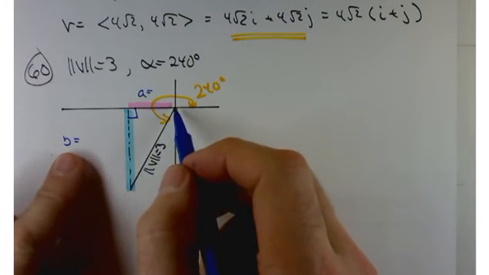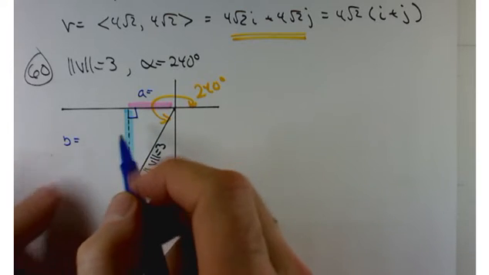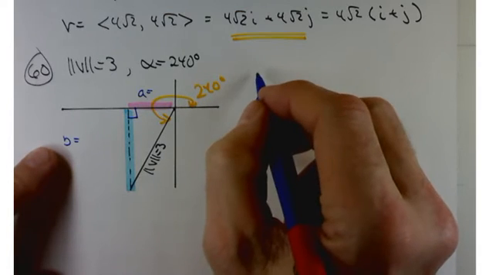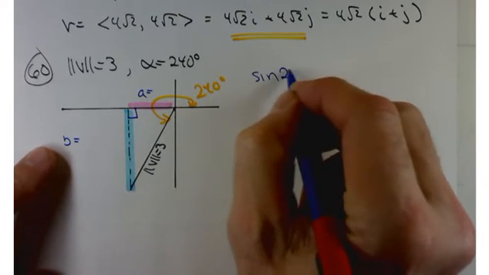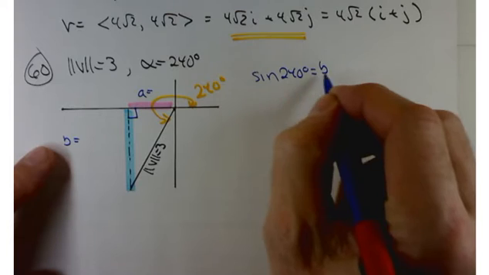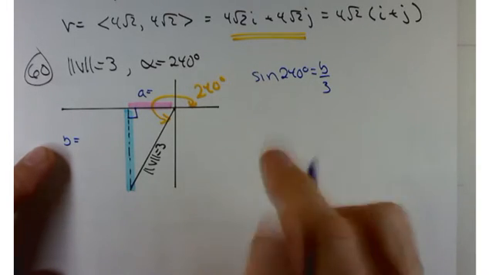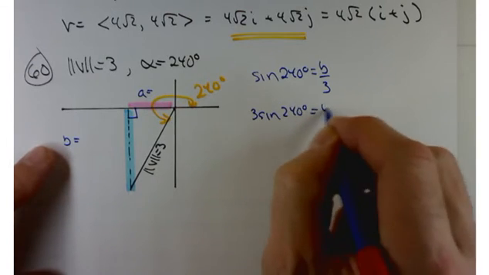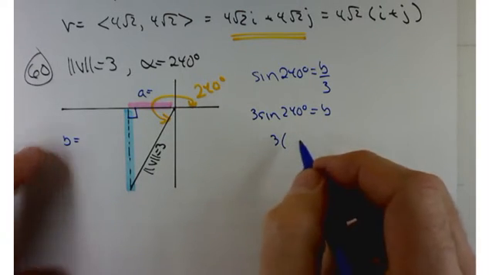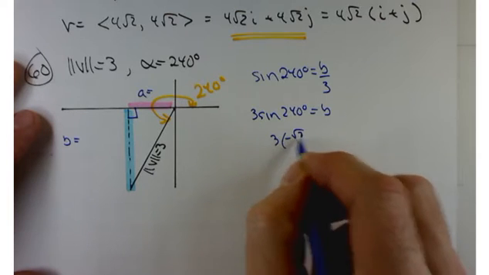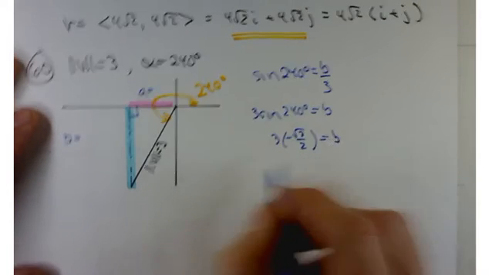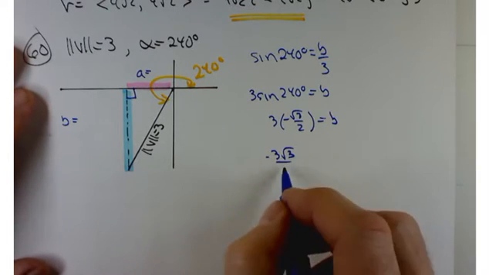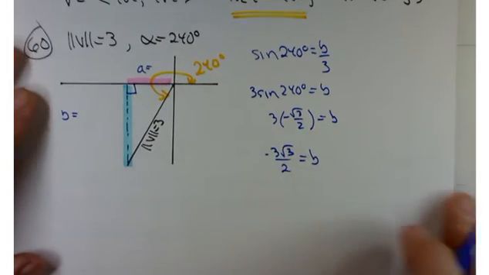So we'll start out by calculating B. B is the opposite side. Opposite over hypotenuse is which function? So the sine of 240 equals B over 3. If I multiply both sides by 3, 3 sine of 240 is really 3 times negative root 3 over 2. And that's it. Negative 3 root 3 over 2 is B.